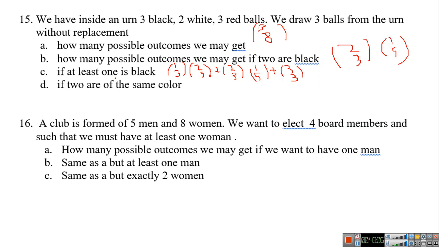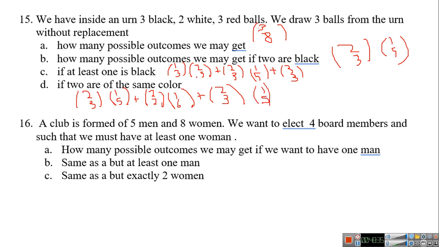If 2 are of the same color, it can be 2 black and 1 either white or red, or 2 white, 2 out of 2, and 1 can be black or red. I have 6 between red and black. Or 2 are red and 1 can be black or white, 5 choices.